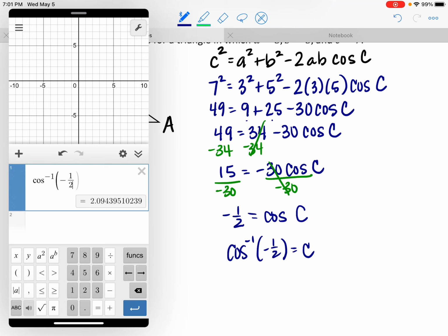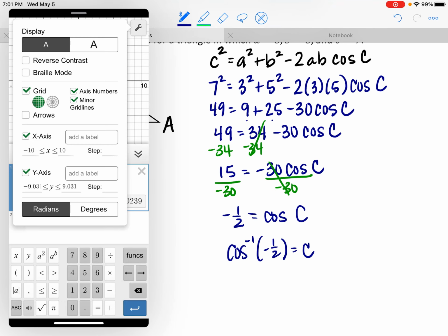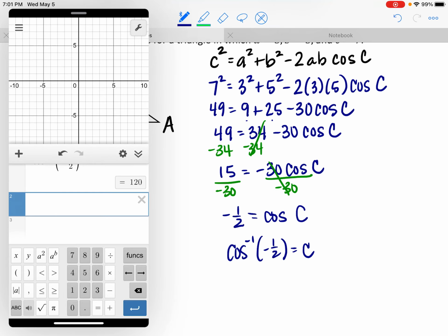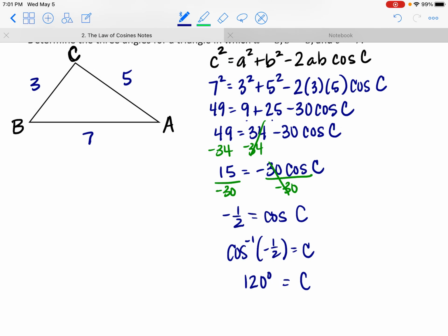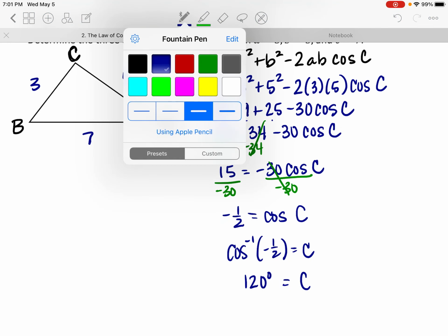And it's going to tell us, oh, that answer does not look right to me. Remember, your calculator needs to be in degree mode. And there it is, 120 degrees. So C is 120 degrees. Woohoo! All right, so now we got one.